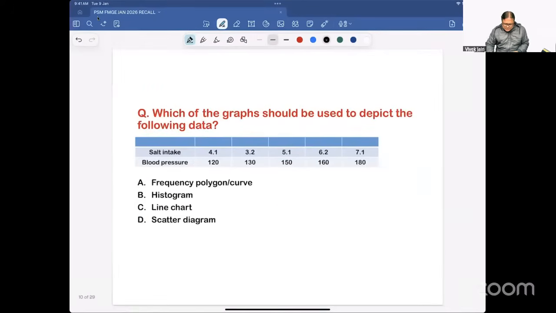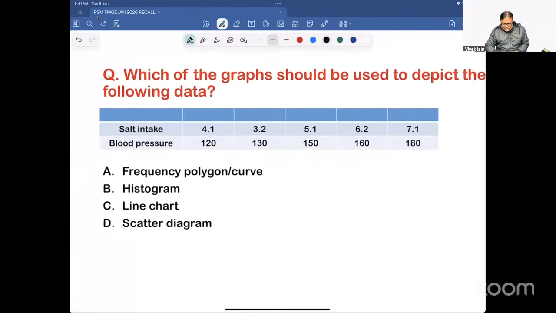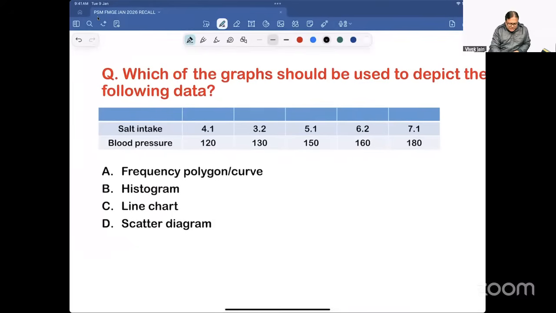Okay, there was a question. Which of the graphs should be used to depict the following data? Again, these numbers have been told by students. Numbers may be a bit changed, but look at this. Salt intake, blood pressure. You can see as the salt intake is increasing or decreasing, we want to see whether blood pressure is increasing or decreasing. So which diagram should I use?